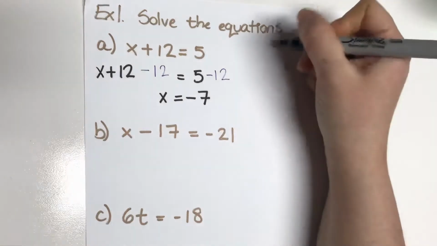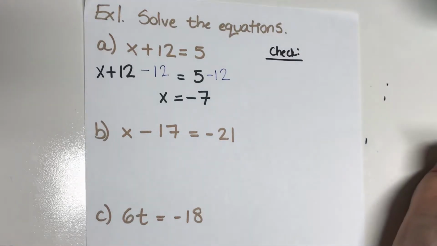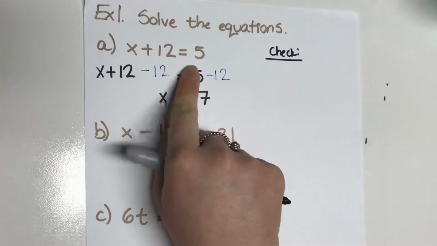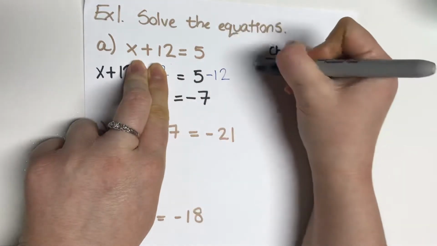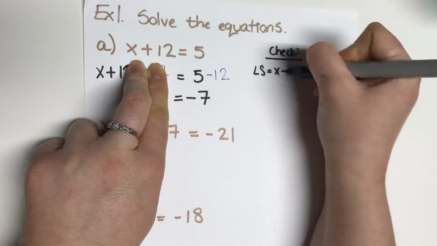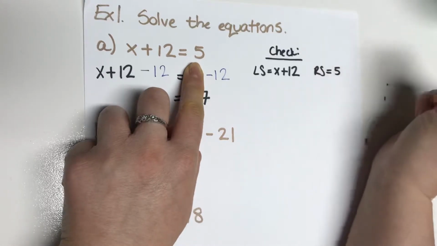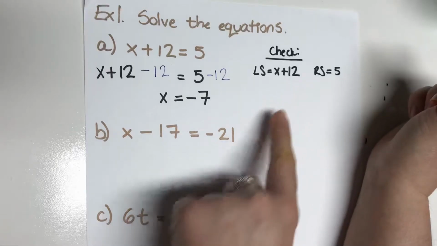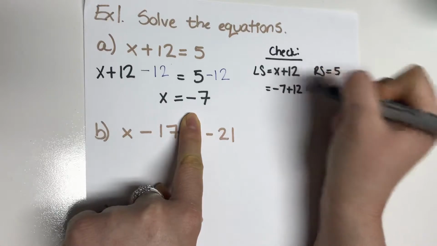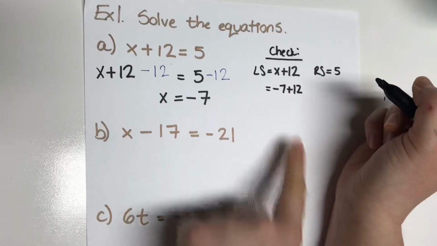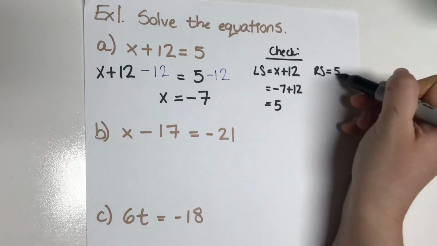If I wanted to check, we do something called a left side, right side check. I look at my original equation and I look at, okay, well, what did I have on the left side of the equal sign? On the left side, I had x plus 12, and on the right side of the equal sign, I had 5. Now I can substitute the value of x that I just found, which was -7. I substituted, instead of x, I wrote -7. And then I can simplify. So -7 plus 12 gives me 5.